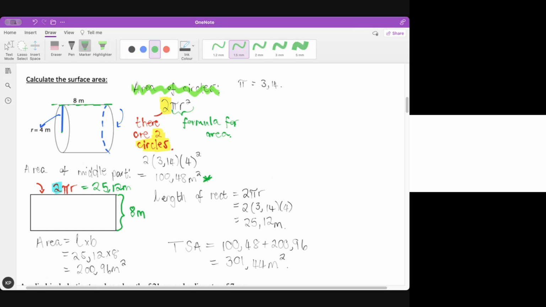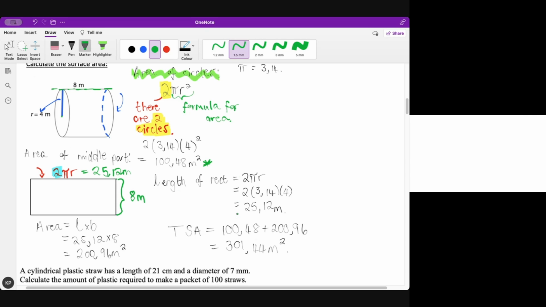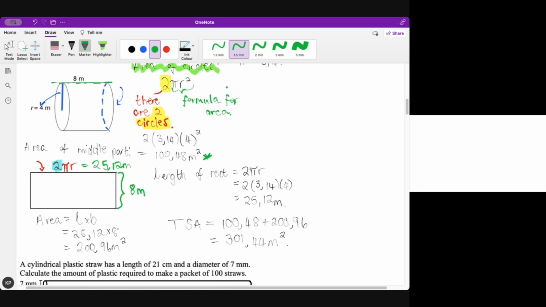Mm-hmm. Right? Now, if you take off this round thing, you can see it gives us a rectangle. So we got our rectangle. And to find out the length, we need to know the circumference of this thing because it's going to go all the way around, which we did. We found the length. And then this is just the height of your object. So because this is a rectangle, right? Mm-hmm. How do you work out the area of a rectangle? Length times breadth.